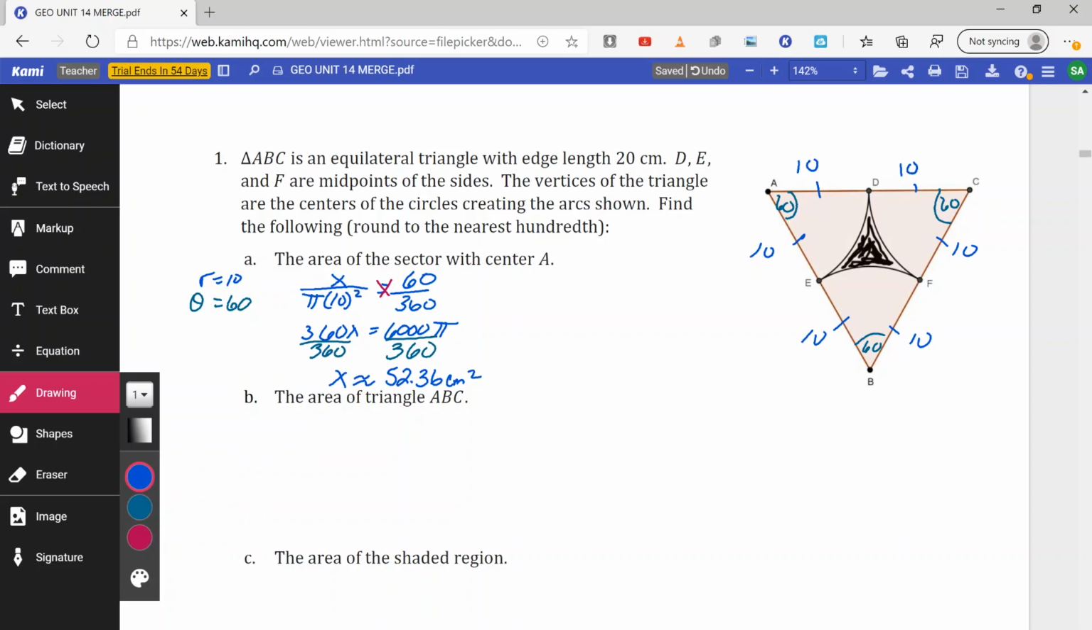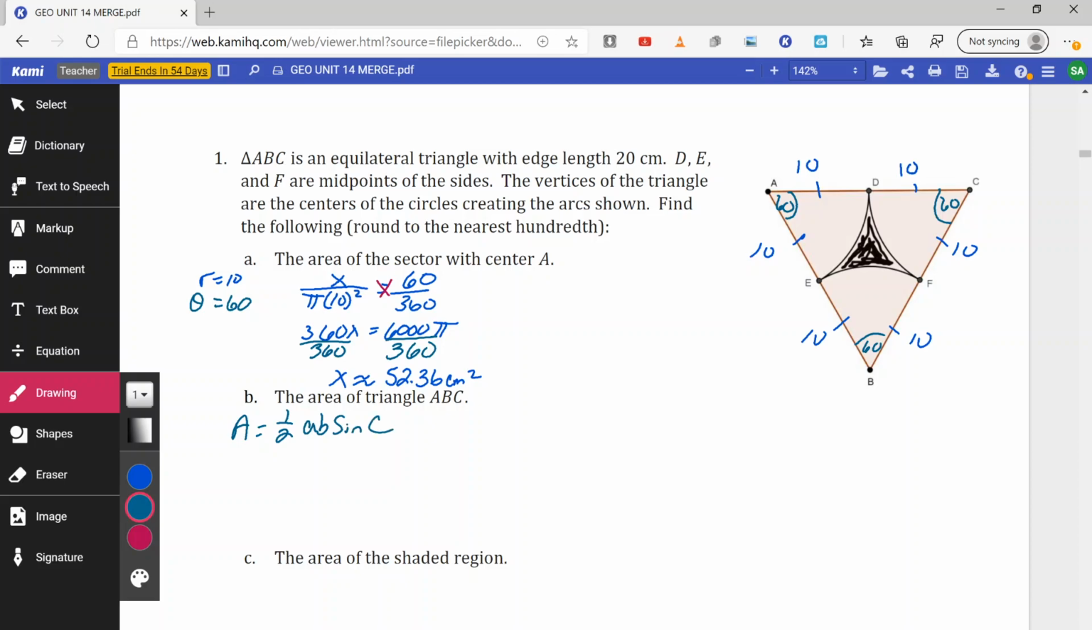Now we have to figure out the area of the triangle itself. So what we have is an equilateral triangle. We could essentially figure out the height of the triangle using the Pythagorean theorem, then double it together. But we also have trig at our disposal. So remember, the area of a triangle is equal to 1/2 ab sine C.